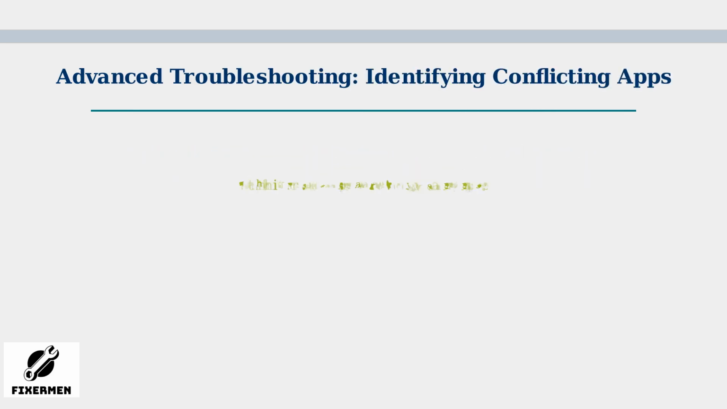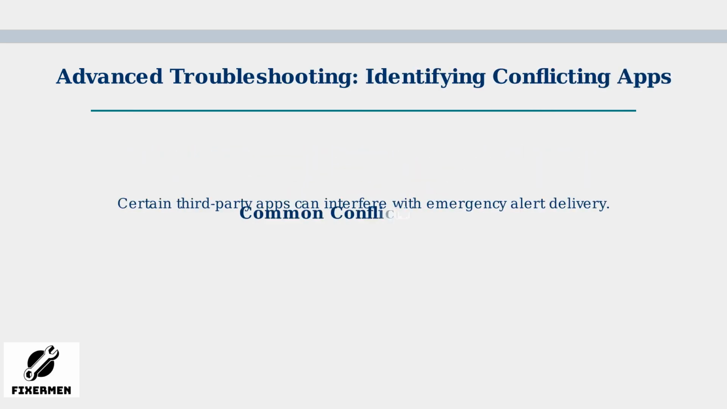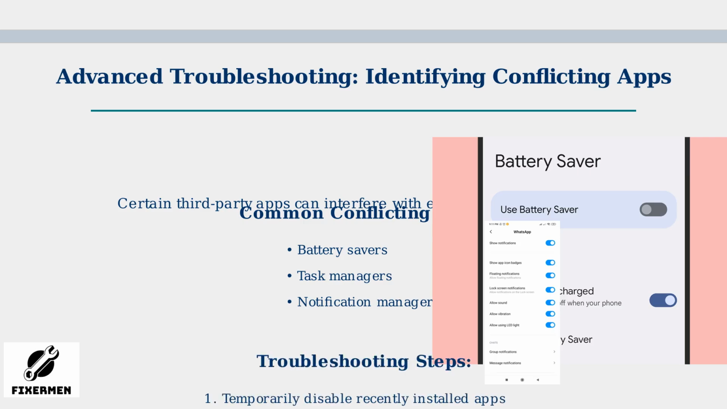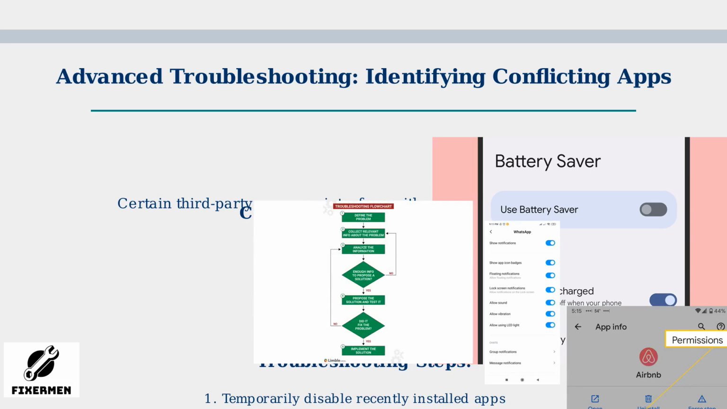Some third-party apps, such as battery savers or task managers, can block emergency alerts by managing your phone's resources too aggressively. To identify these conflicts, start by temporarily disabling recently installed apps one at a time and test if alerts begin working. Common culprits include apps that restrict notifications or battery usage. If you find a conflicting app, try adjusting its settings to allow emergency alerts to bypass restrictions, or uninstall it completely.